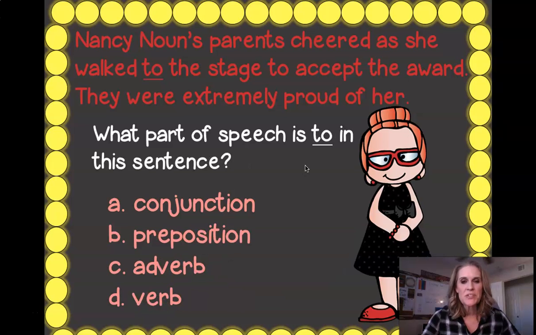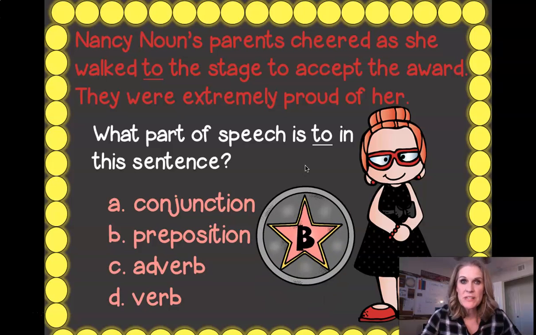What part of speech is to in this sentence? Nancy Noun's parents cheered as she walked to the stage to accept the award. Is it A, a conjunction, B, a preposition, C, an adverb, or D, a verb? It's a preposition. You're right. Remember, prepositions describe where, when, or how.